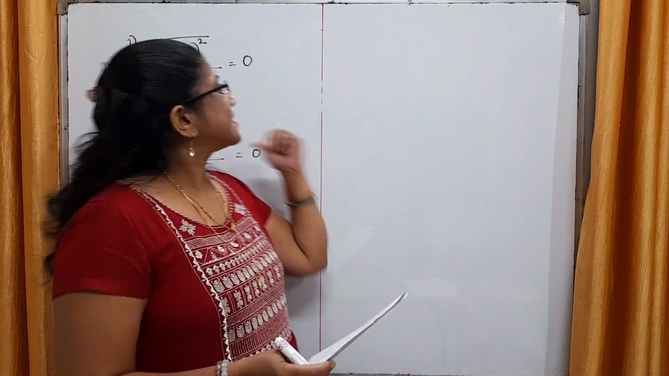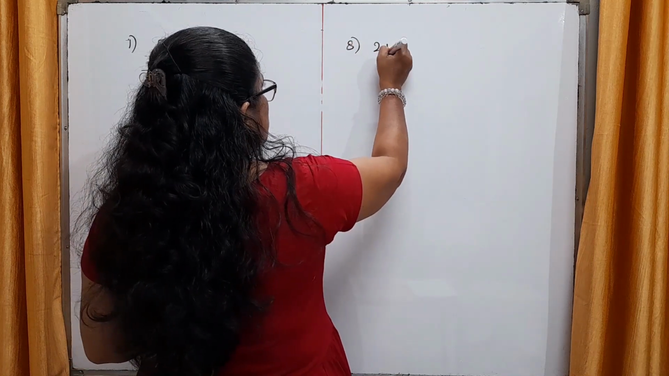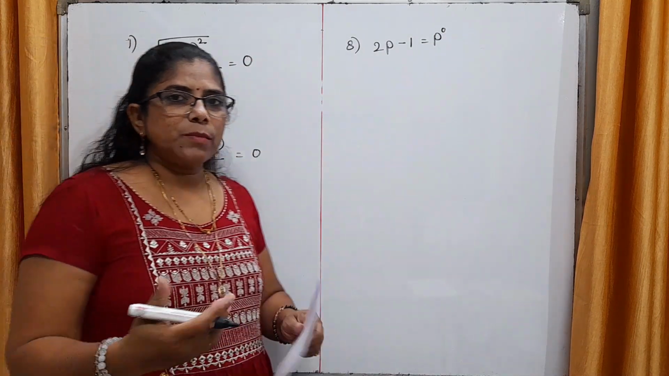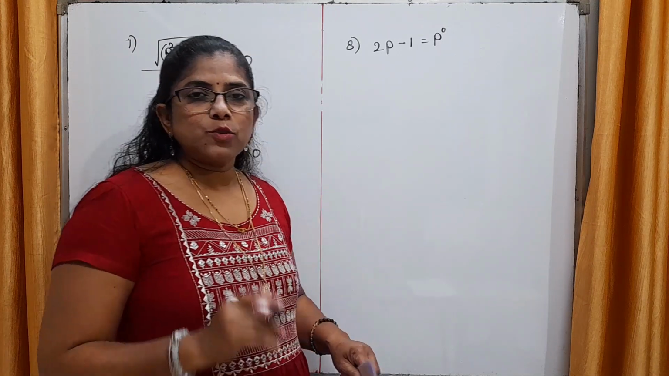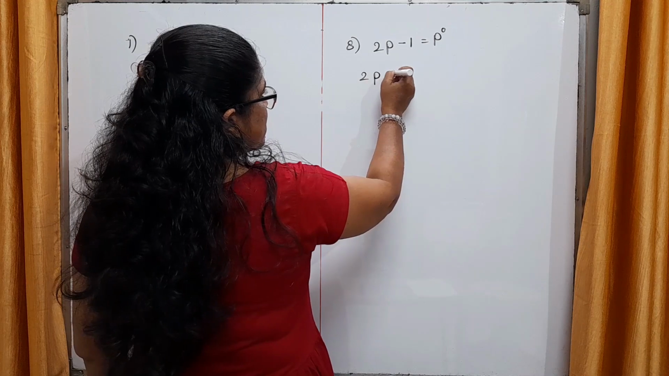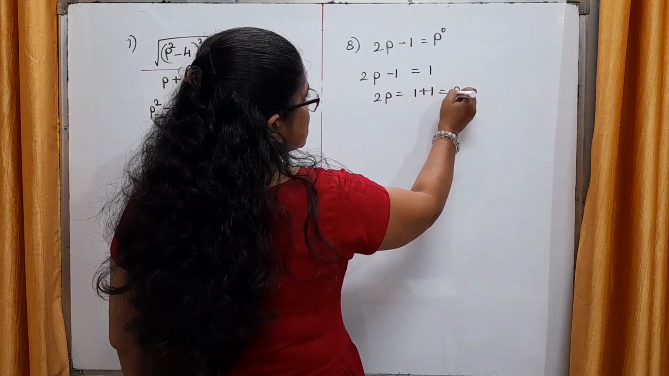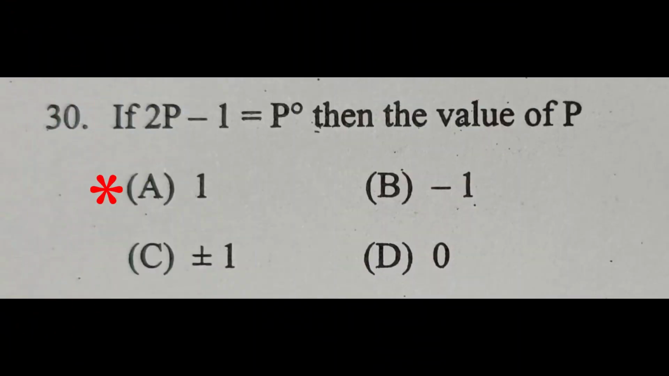Now next, 8th sum. If 2p minus 1 is equal to p to the power of 0, then the value of p is? Here we can say some exponent and linear equation is combined. Anything to the power of 0 is 1. So here this equation becomes 2p minus 1 is equal to 1. 2p is equal to 1 plus 1, that is 2. So p is 2 upon 2, that is 1. So here our option A is the right answer.